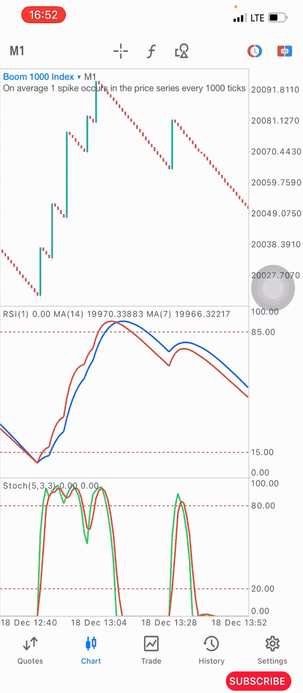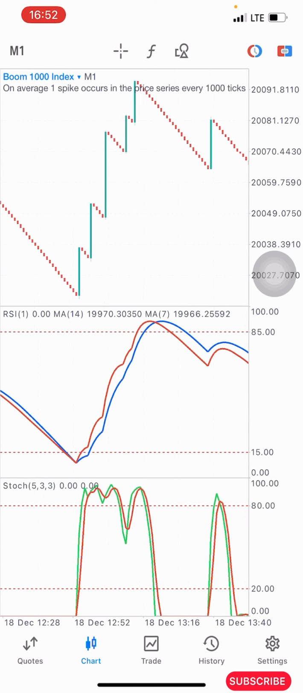Okay, so that is that about that. All right, so now how does this particular strategy work? How does it work on Boom and Crash? Okay, so now the first condition is that you want to see this blue and red line get to the overbought level on the indicator window 1. This is the indicator window 1 and this is the indicator window 2.